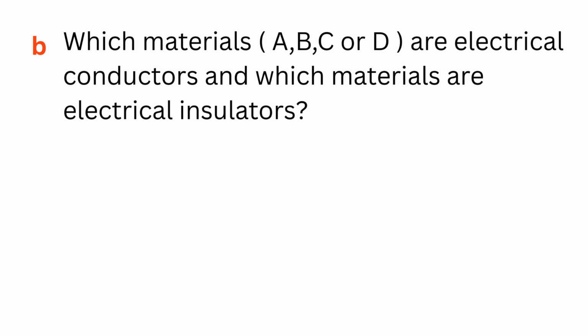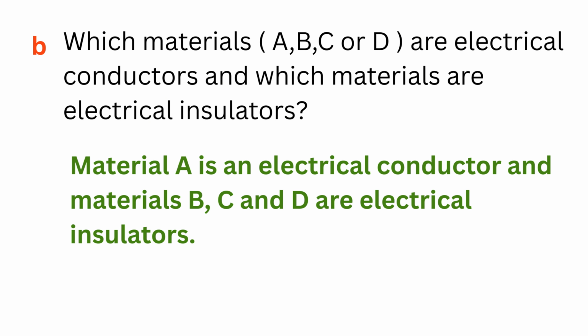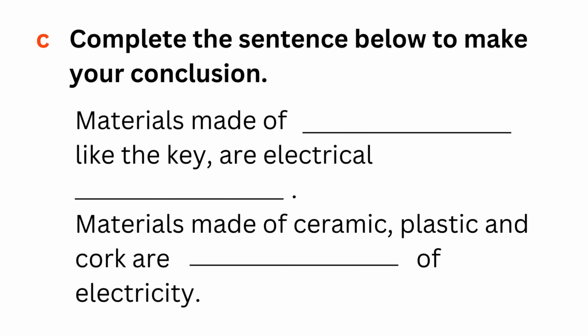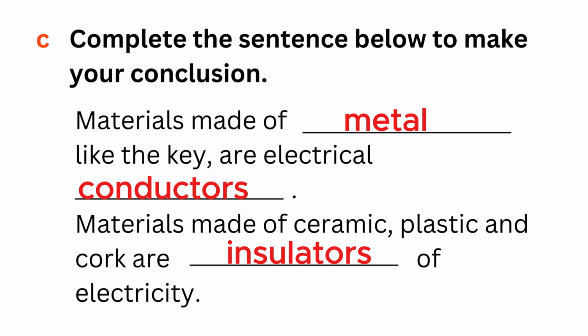Question B. Which materials A, B, C, or D are electrical conductors and which materials are electrical insulators? Material A is an electrical conductor and materials B, C, and D are electrical insulators. Question C. Complete the sentence below to make your conclusion. Materials made of metal, like the key, are electrical conductors. Materials made of ceramic, plastic, and cork are insulators of electricity.